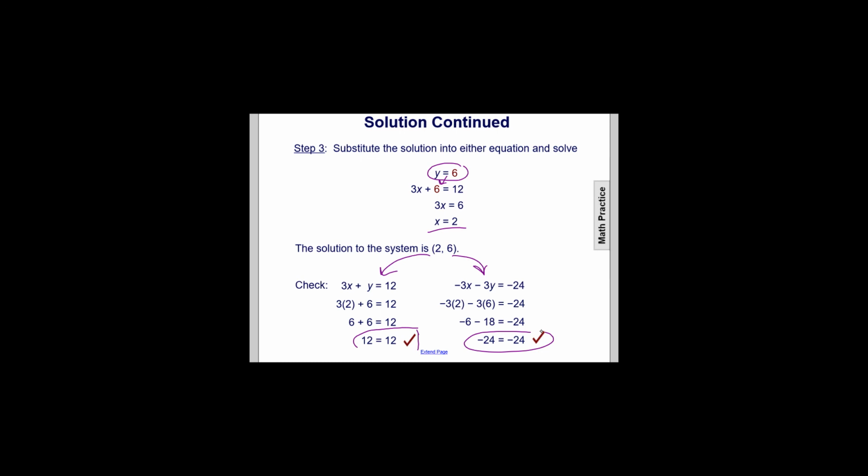Remember the whole goal of elimination, why this was really easy is because this system had opposite coefficients for a variable. And the equations were written in standard form. So you want to be on the lookout for those things when solving.